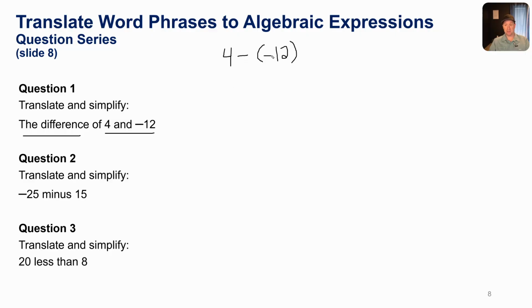Subtracting a negative is the same as adding a positive. So this would become 4 plus 12. 4 plus 12 then is equal to positive 16. So question 1 is positive 16.